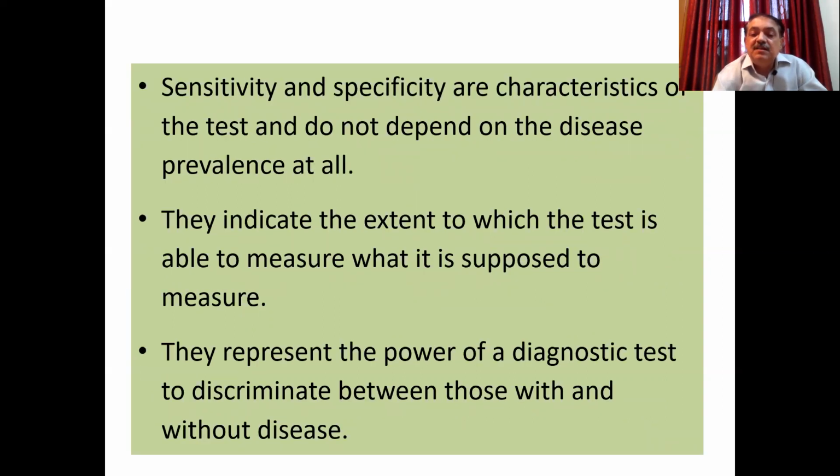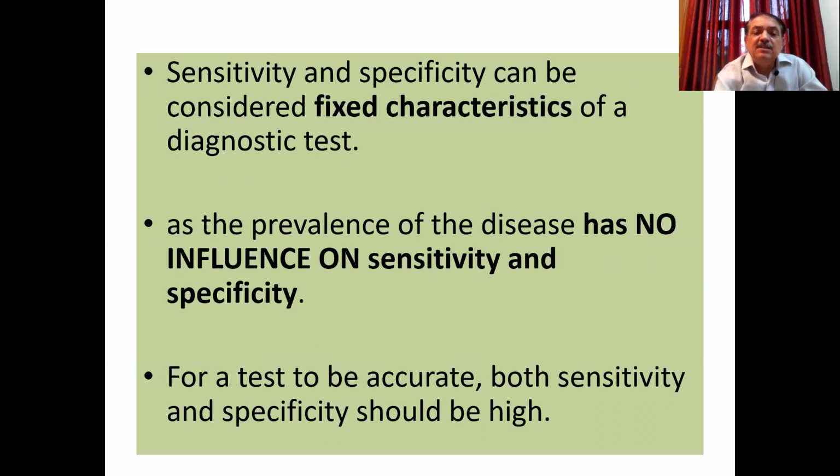Sensitivity and specificity are characteristics of the test and do not depend on the disease prevalence at all. They indicate the extent to which the test is able to measure what it is supposed to measure. So they represent the power of a diagnostic test to discriminate between those with and without disease. Sensitivity and specificity can be considered fixed characteristics of a diagnostic test, as the prevalence of the disease has no influence on sensitivity and specificity.